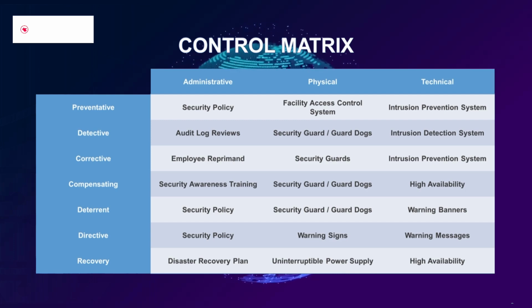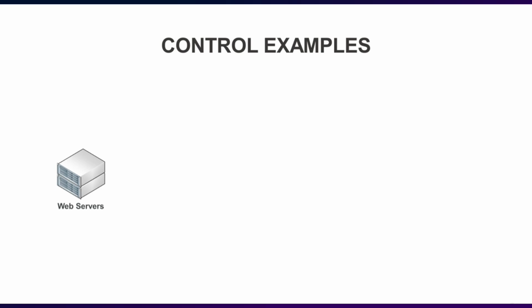So let me walk you through a simple example so you can see what I mean, and let's look at the different controls that we can apply to just a single web server. Let's say this web server is installed in an equipment rack within a data center. First of all, we could put a deterrent sign on the data center door. That would be a physical deterrent control.